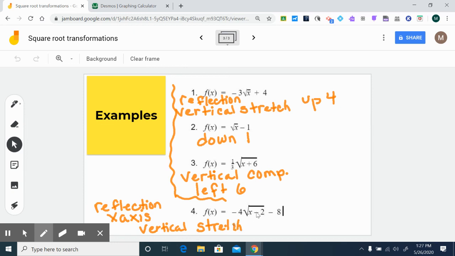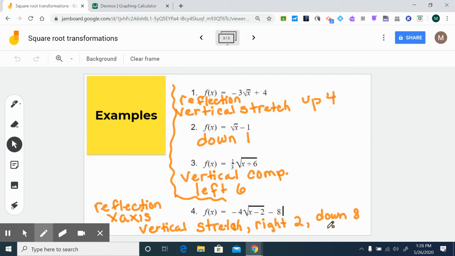Now this x minus 2, since that minus 2 is underneath your square root symbol, that's an h value. So x minus means that we are going to be going to the right 2 units. That minus 8 is on the outside of that square root symbol, so it's a k value. So it means that we are going down 8 units.